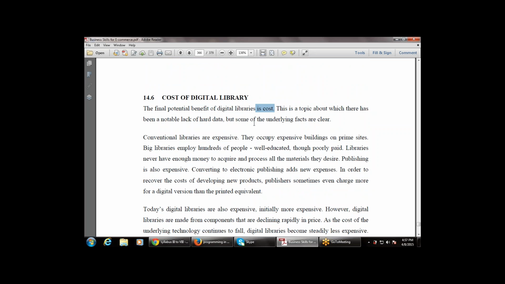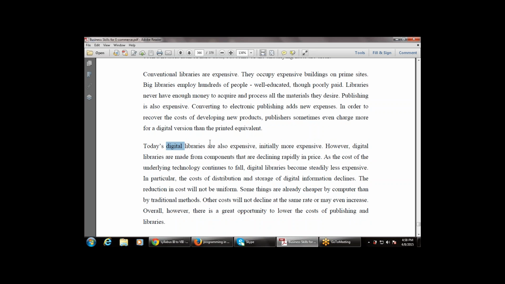So for establishing a library, there will be a requirement of an expensive building, because if the library is not in a good location, no one can go to the library. And they are fully equipped with ACs and various tools like tube lights and so on. These add various expenses to conventional libraries. So there are lots of costs required in the conventional library.